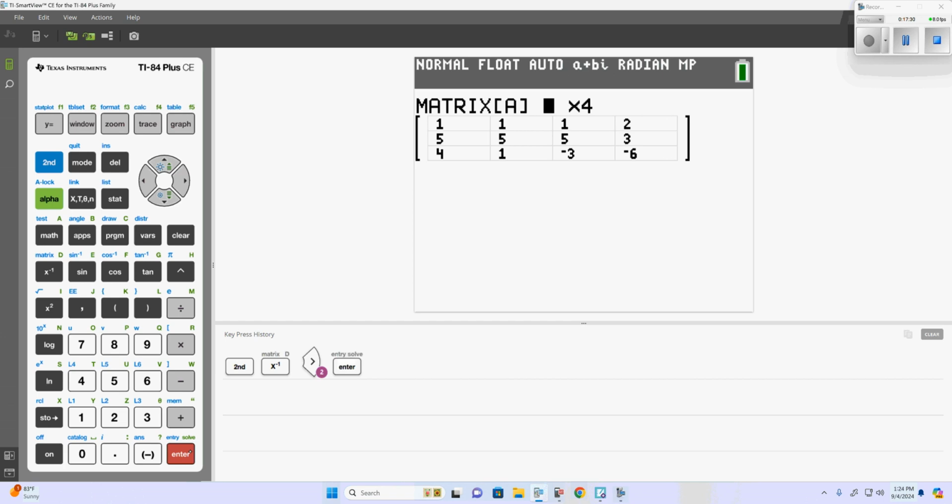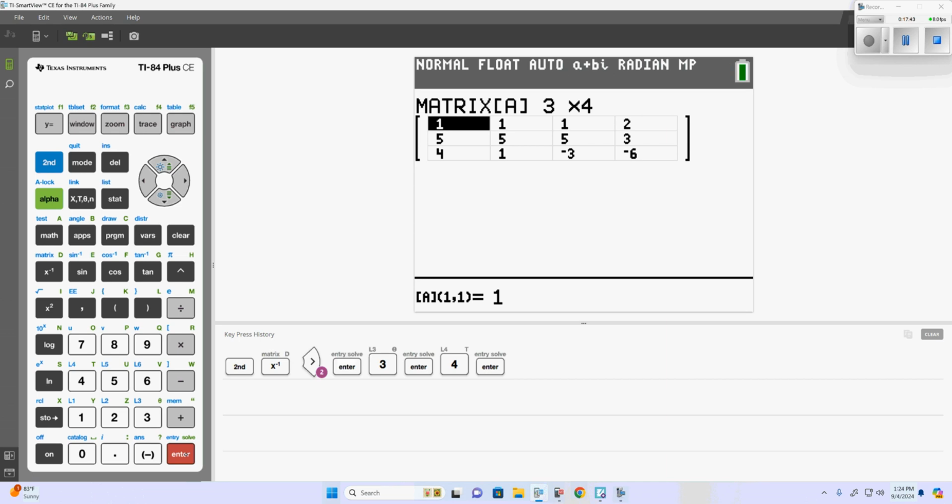You might not have an exact screen like this. It might be 1 by 1, but the first thing we need to do is put in the dimensions. What were the dimensions of our matrix? 3 by 4, so we'll type 3, enter, 4, enter. You can use the arrows to move around in this. Enter also works, so type the number in and then hit enter.